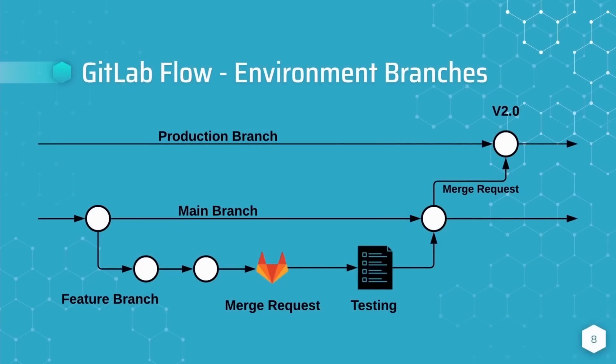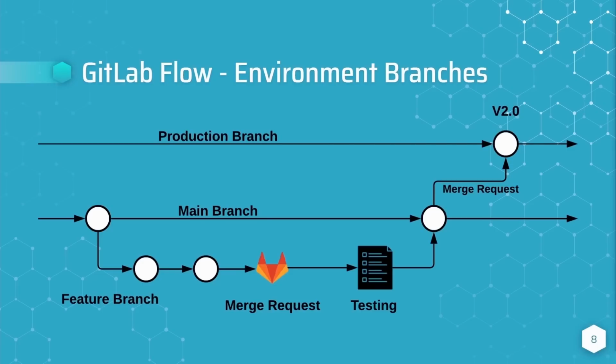Now let's explore the GitLab flow and its variations. The GitLab flow is simpler than the Git flow, but more structured than the GitHub flow. There are two variations of the GitLab flow. The first, as seen here, utilizes environment branches.